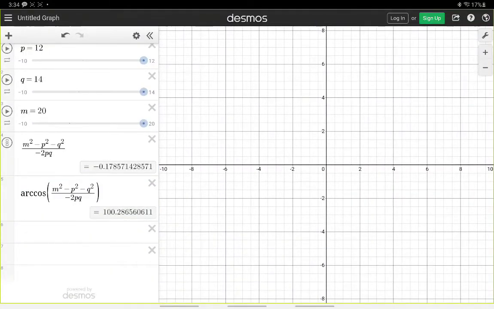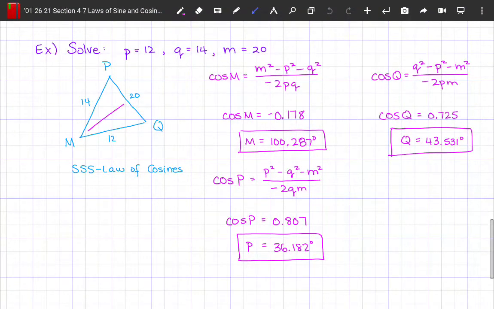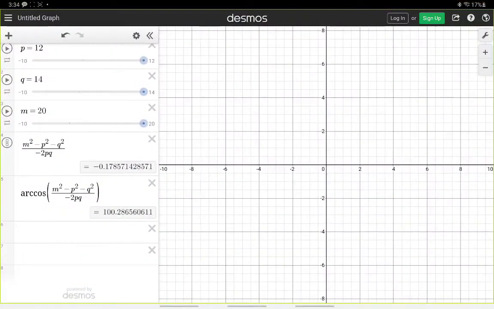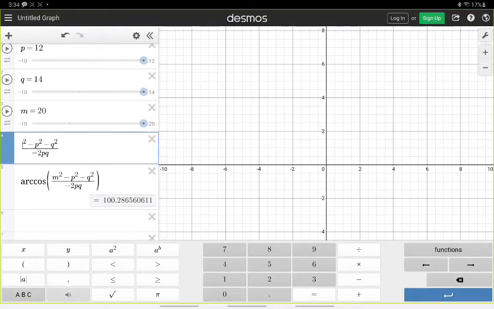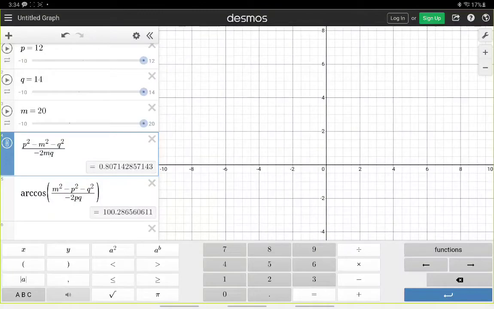And sure enough, think about these numbers: negative 0.17, 100.28. That's where I got these values from. I just used Desmos. Now, here's the really nice thing about doing it this way. For angle P, I want to change this formula, but all I need to do is start with little p, subtract off m and q, and divide by m and q. And look, I've got my new value right there.